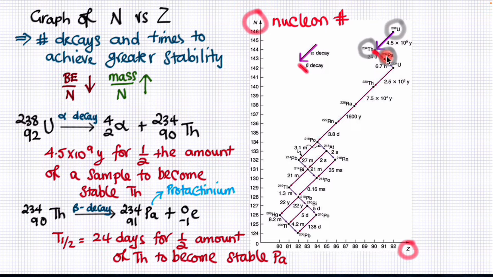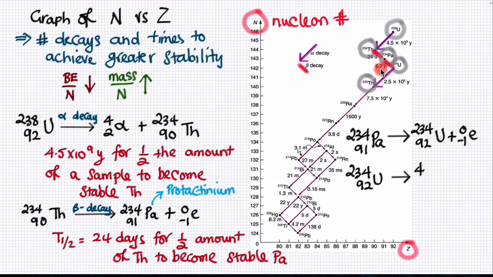Now this pattern continues. So as we continue this pattern, we go from 234 protactinium to 234 uranium. Now here is our reaction, and again it's beta decay. You can see the half-life there is 6.7 hours. Then we have a further decay. This time it's an alpha decay, so the daughter of the previous nuclear reaction becomes the parent. It decays and it produces a more stable 230-90 thorium.